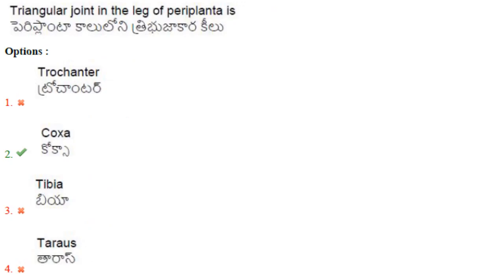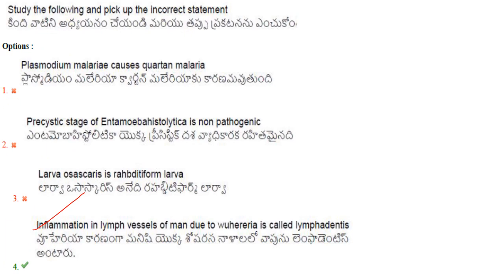Then next one. Triangular joint in the leg of Periplaneta is. So it is coxa. Answer is option 2.